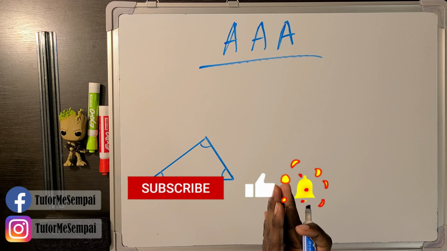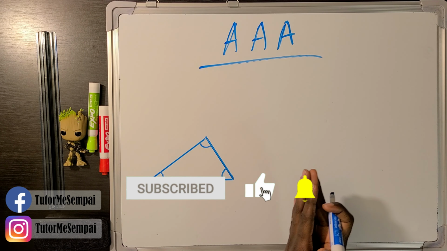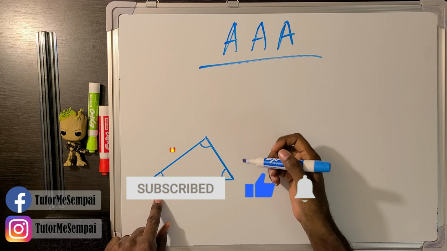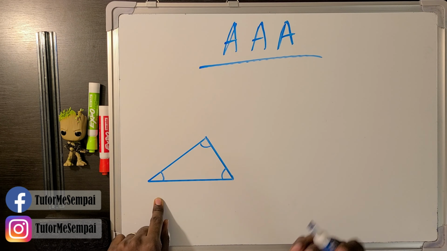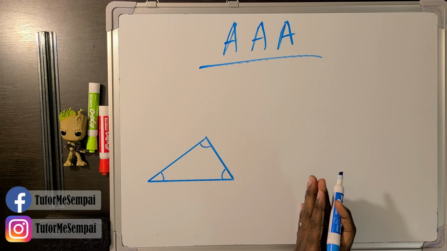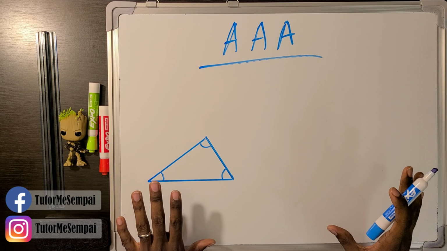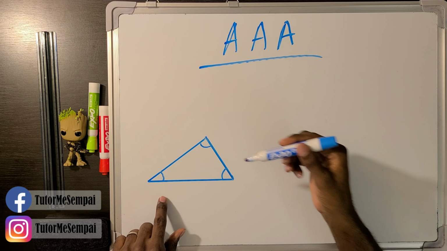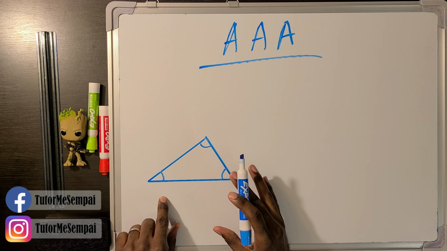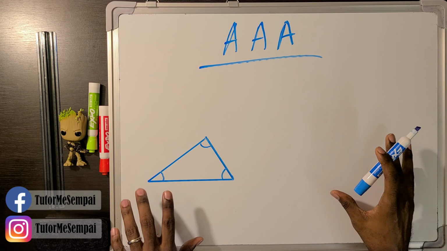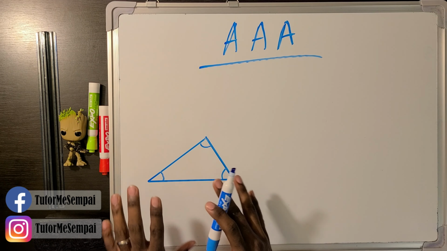So let's jump straight into our first shortcut. We're going to be covering angle, angle, angle first. And we have this little triangle here. So assuming for this little triangle, we have all three angles known. Now, angle, angle, angle says that our two triangles will be congruent if we know for both triangles we have congruent angles. That means both triangles have all of their angles congruent to one another.